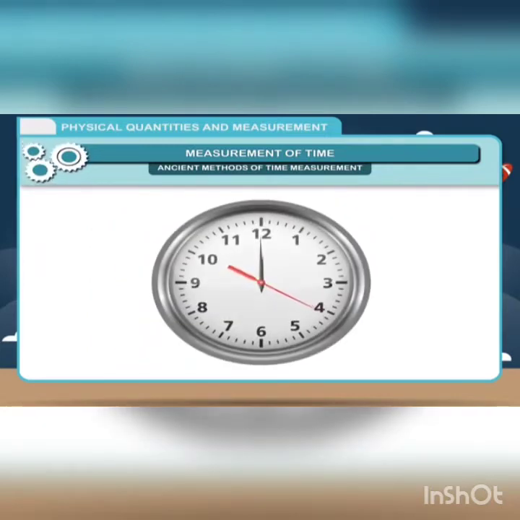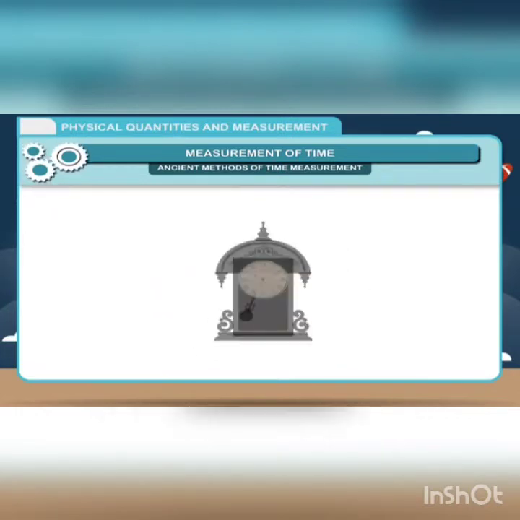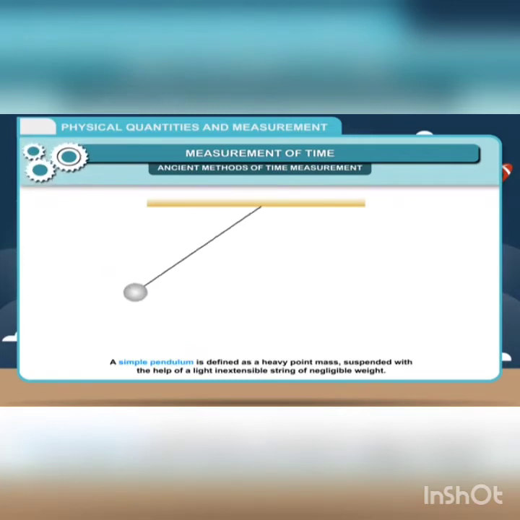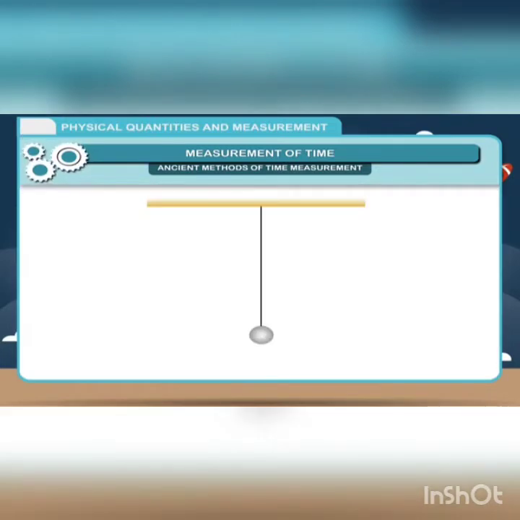Modern clocks and watches also measure time with the help of events that repeat after a fixed time interval. The simple pendulum is an example. In a pendulum clock, time is measured by making use of the time taken by the pendulum for each oscillation. A simple pendulum is defined as a heavy point mass suspended with the help of a light inextensible string of negligible weight. Its initial position is at O.